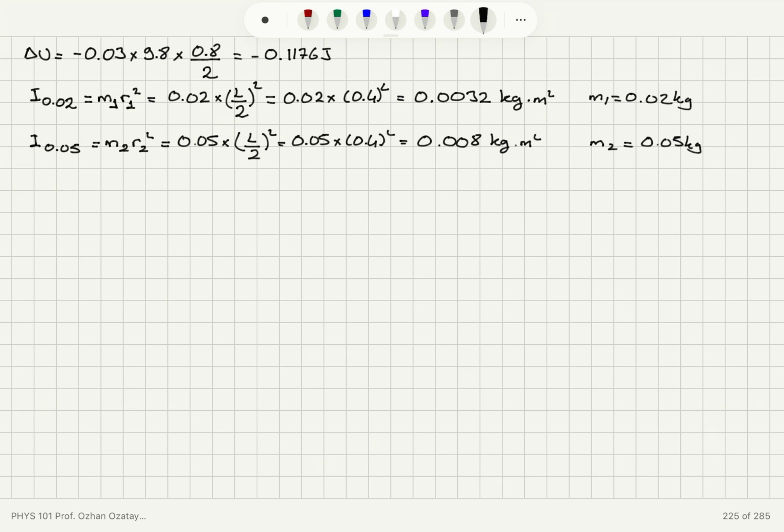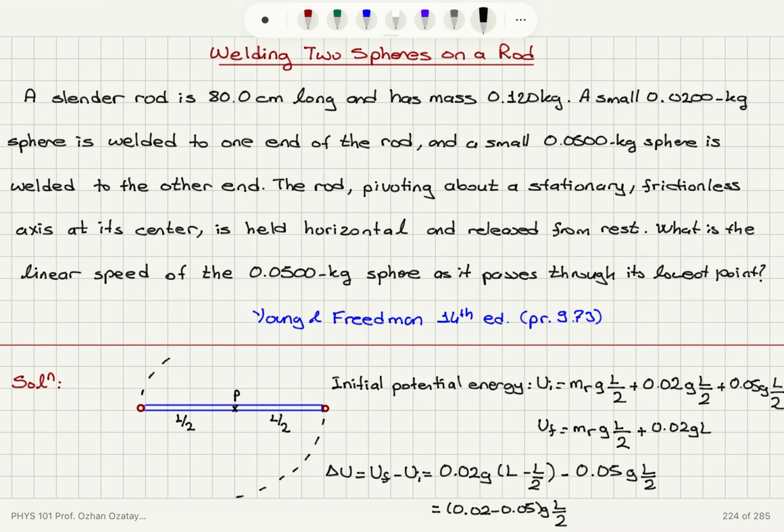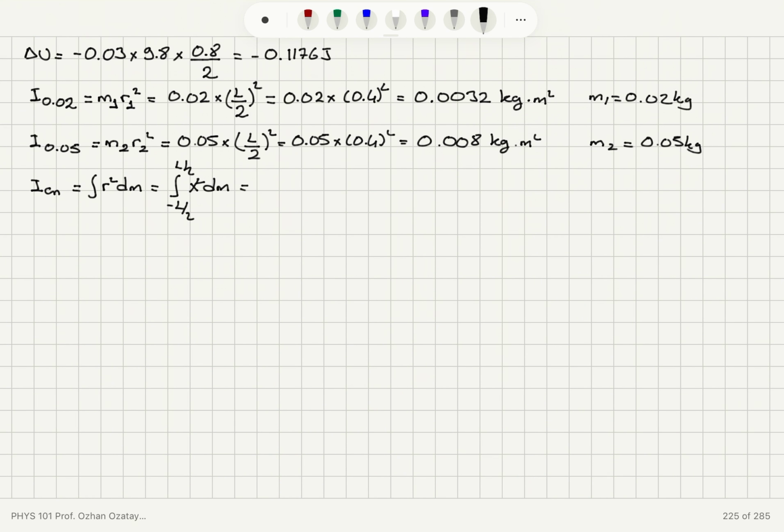Now, as for the rod, we need to know the moment of inertia with respect to the center of mass axis. That's the integral of r squared dm. This will be the integral from minus L/2 to plus L/2 of x squared dm. If we take a mass element at a distance x with respect to the center, this will have a dm mass, and this gives us the integral from minus L/2 to plus L/2 of x squared lambda dx for the mass.